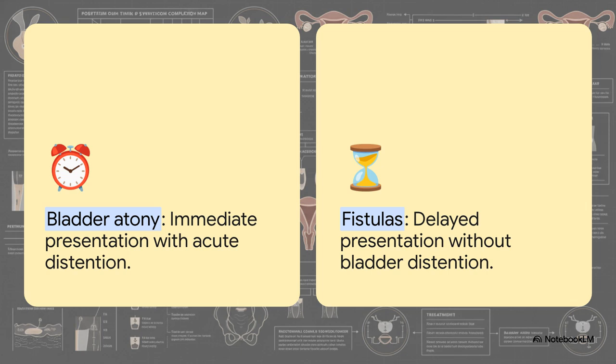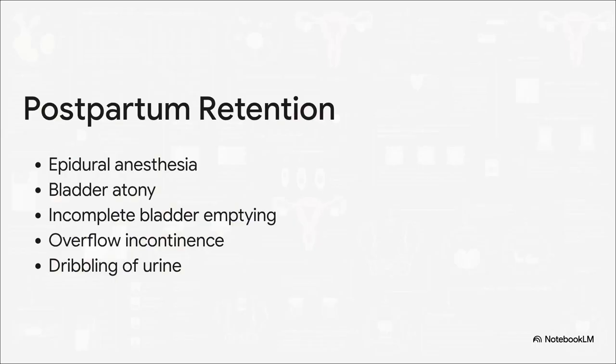Bladder atony, on the other hand, presents immediately postpartum. We're talking an inability to void within 6 hours of delivery, paired with an acutely distended, palpable, and very painful bladder. Let's quickly trace the pathophysiology. It kicks off with risk factors like primiparity, operative vaginal delivery, C-sections, perineal injury, and most notably, regional epidural anesthesia. These factors severely blunt the bladder sensation and stretch receptors. The direct result? Bladder atony. The bladder fills up, but it completely lacks the tone to contract. This leads to incomplete bladder emptying.